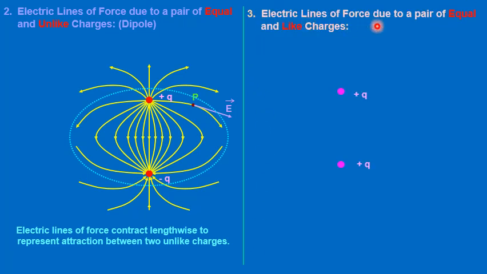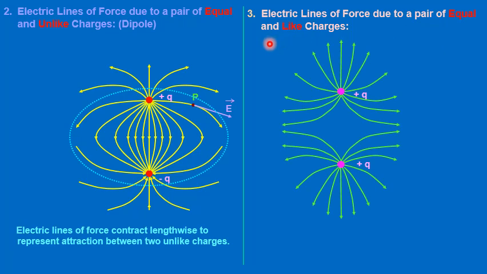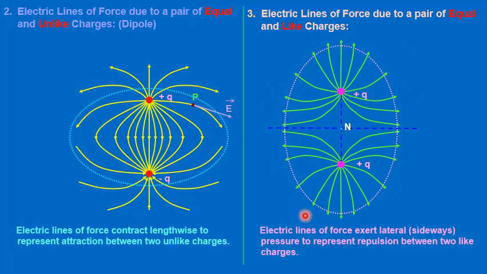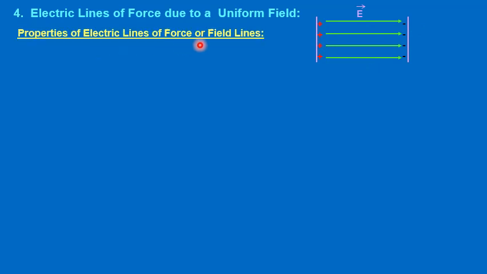Third one is electric lines of force due to a pair of equal and like charges. As we can see in this diagram, the two charges are plus Q and plus Q, and we know that like charges repel. So as we can see in this diagram, we will get a neutral point at this point N. Electric lines of force exert lateral sideways pressure to represent repulsion between two like charges. Electric lines of force due to a uniform field. As we can see in this diagram, there are two positive and negative charged plates, and electric field is going from positive to negative.